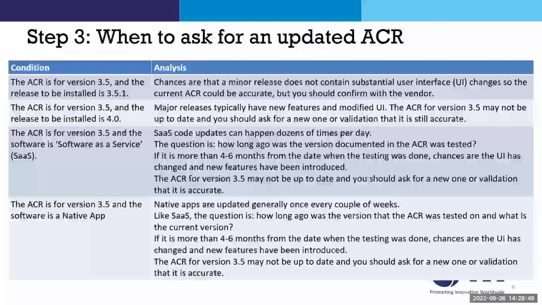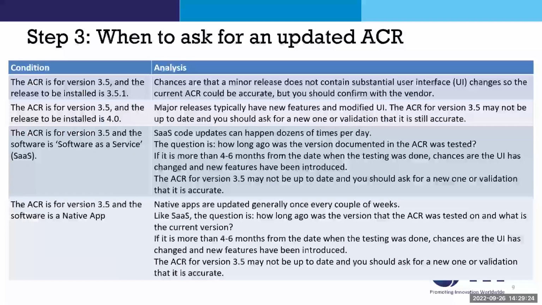But now the next condition is a totally different situation. The ACR is for version 3.5 and the release to be installed is version 4.0. Now, major releases typically have new features and a modified UI. The ACR for version 3.5 may not be up to date, and you definitely need to ask for a new one to validate that this is still accurate. If they don't have 4.0 yet, you can ask a lot of good questions because this would be a significant product change.